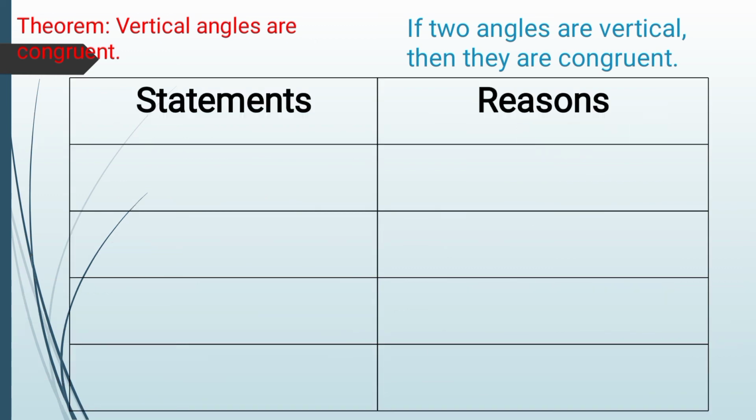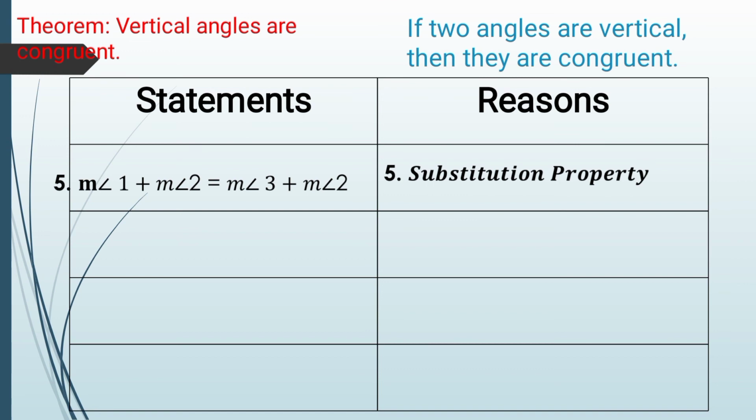Now, for the fifth statement, since the fourth statement indicates that the two angles are supplementary with a total of 180 degrees, we can conclude that the measure of angle 1 plus the measure of angle 2 is equal to the measure of angle 3 plus the measure of angle 2. The reason here is the substitution property. It is based on statement number 4. For statement number 6, we have the measure of angle 2 is equal to the measure of angle 2. The reason here is the reflexive property of equality.